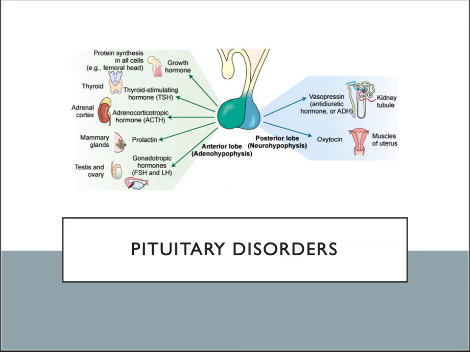All right, so first up, we're going to talk about the pituitary gland. And remember that the pituitary gland has the anterior lobe and the posterior lobe. And you can actually have failure of one or both lobes. So remember that the anterior lobe secretes growth hormone, TSH, ACTH, prolactin, and then our gonadotropic hormones, FSH and LH.